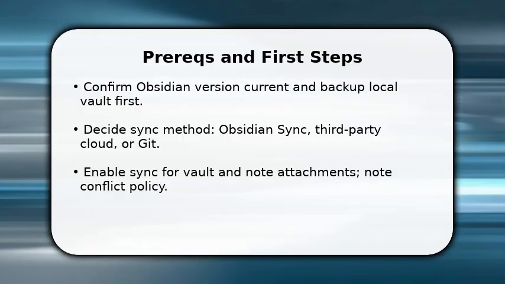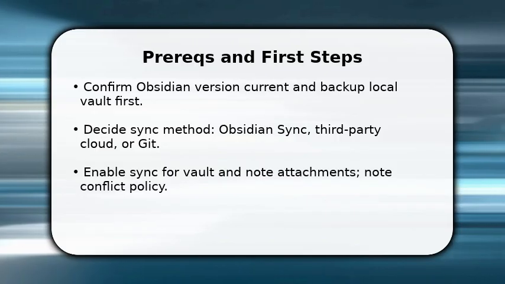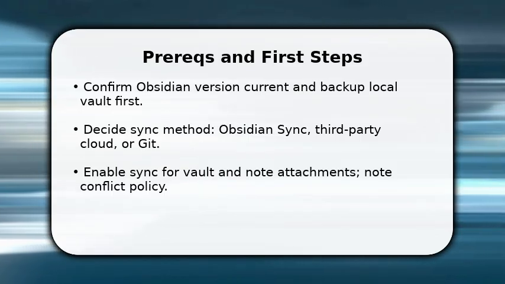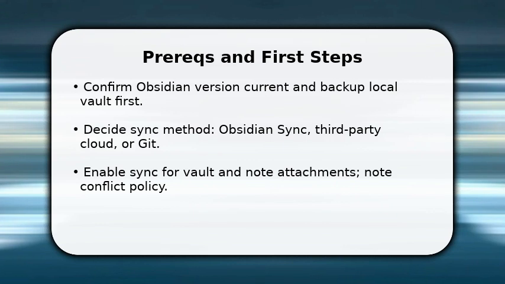You begin by confirming Obsidian is up to date and backing up your vault. This prevents data loss. Next, choose a sync method: Obsidian Sync for seamless integration, Cloud Storage for simplicity, or Git for version control. Once chosen, create or select the vault to sync and enable sync settings for both notes and attachments. Make sure to set conflict resolution preferences now, because early choices determine how edits from multiple devices merge later.